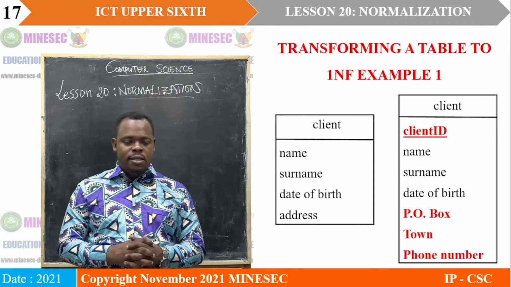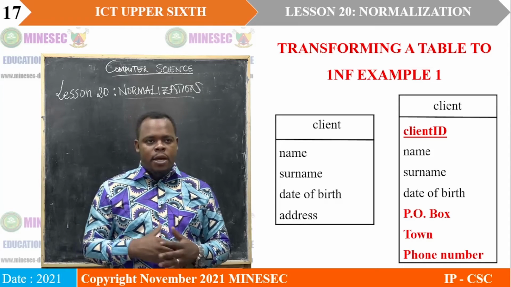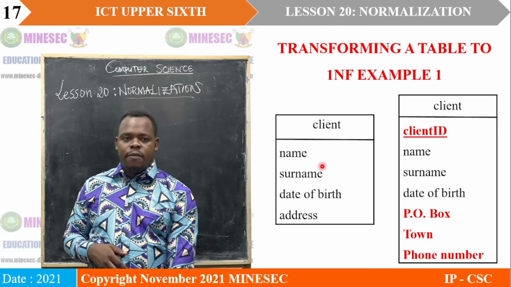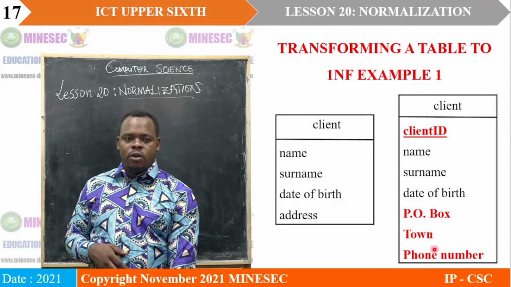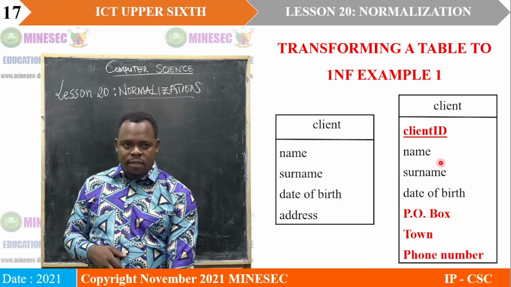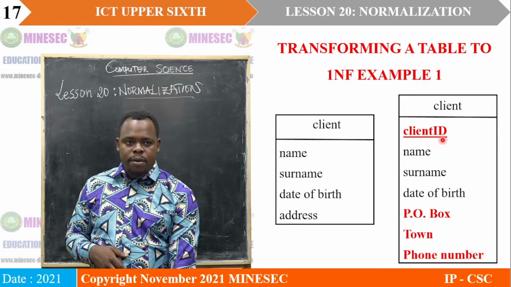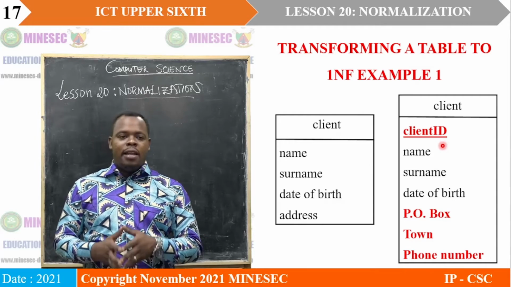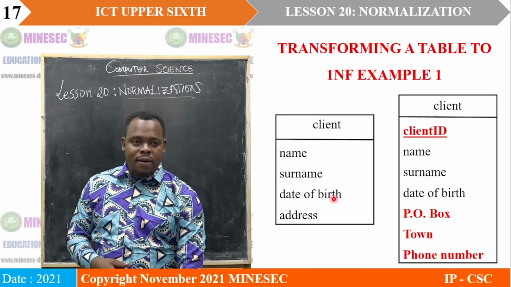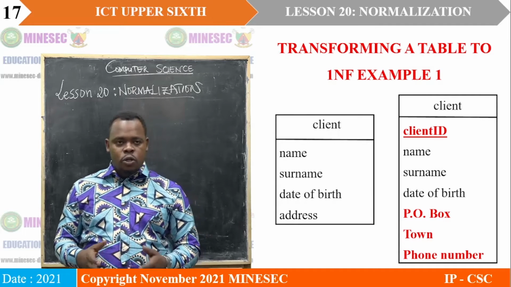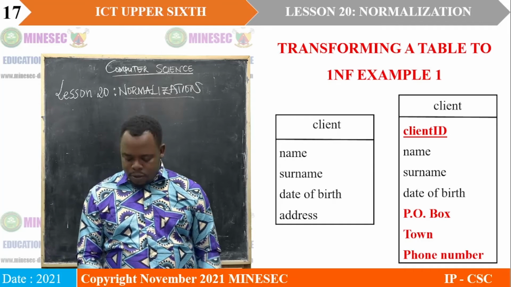So that is a way you can transform your table from a table that is not in first normal form to a table that is in first normal form. So this table is not in first normal form, this one is in first normal form. We have chosen a primary key field, which is client ID, and after that we have broken down the address field into PO box, town, and phone number. So that is how we can express that table in first normal form.